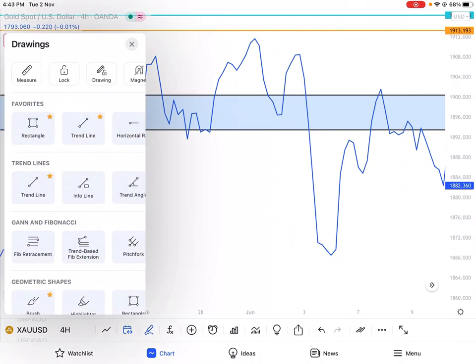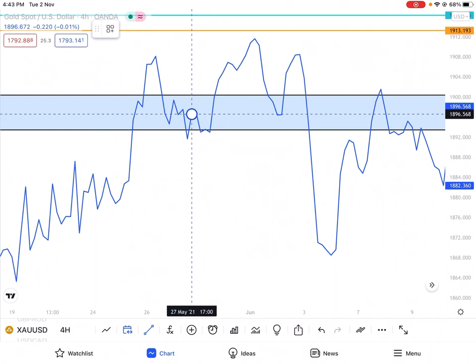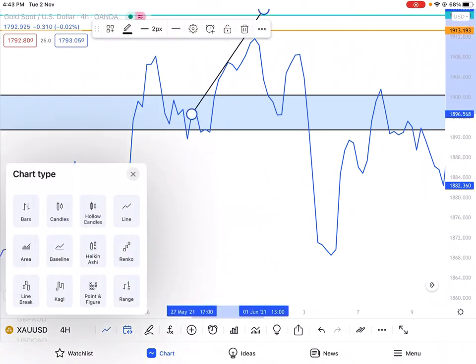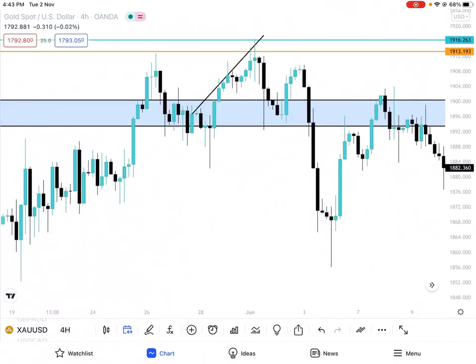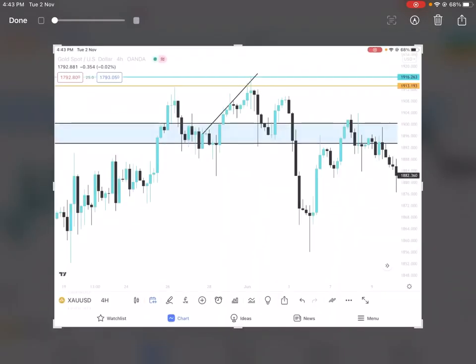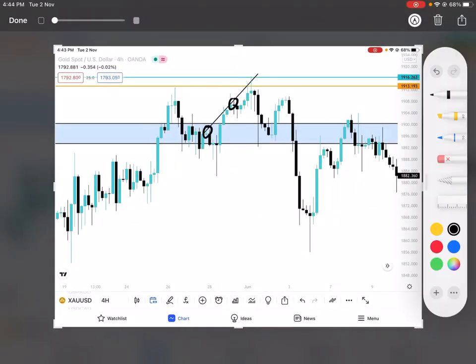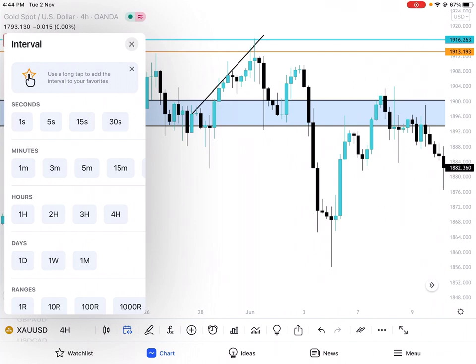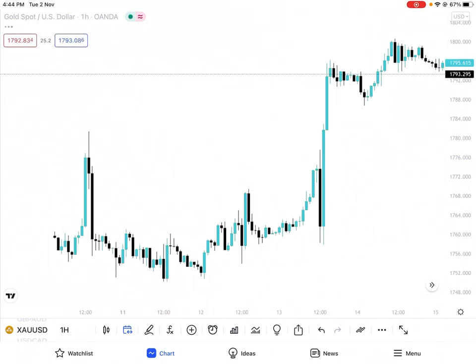On H4 we have an auto trend line. First point, second point, first point, second point, third point, drop. Then the price comes back to H1.